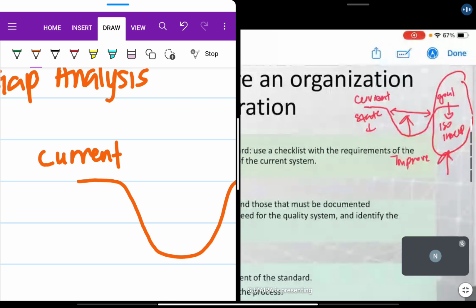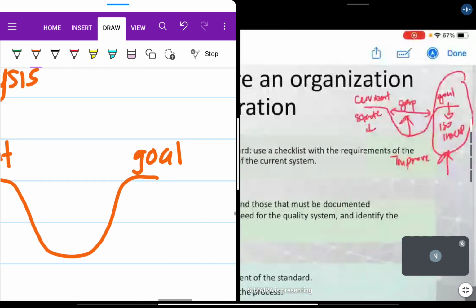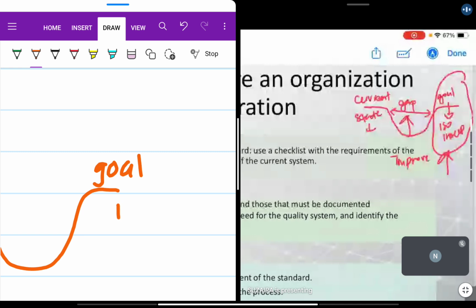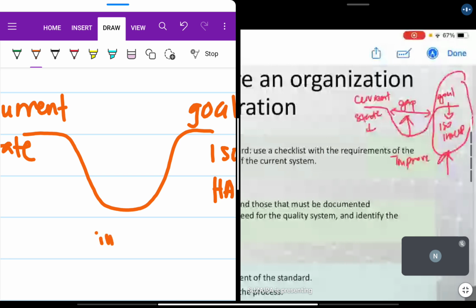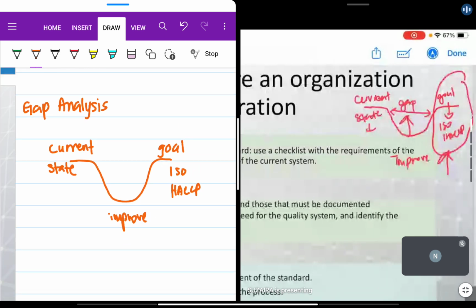So the gap is more towards identifying things that are not your current practice. You compare your current practice with the goal or standard, then you see what things are not in your current practice. That is the gap. So you need to work on that.